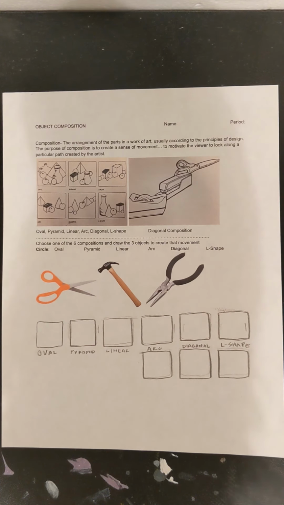So we're going to start with the definition. Composition is the arrangement of the parts in a work of art, usually according to the principles of design. The purpose of composition is to create a sense of movement, to motivate the viewer to look along a particular path created by the artist. So you're going to write that on the top of the page. Again, you can fill it in now, or you can get that in later.